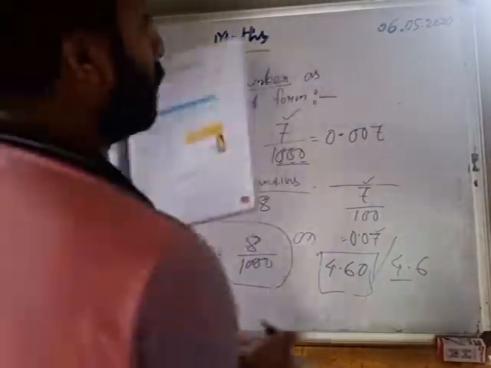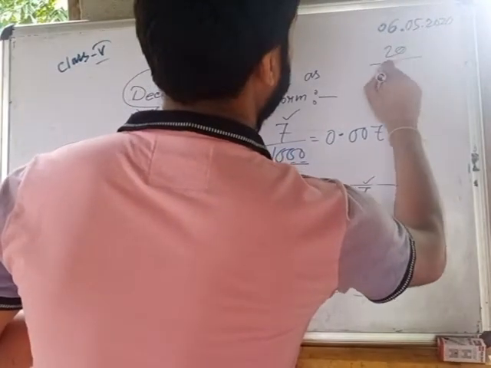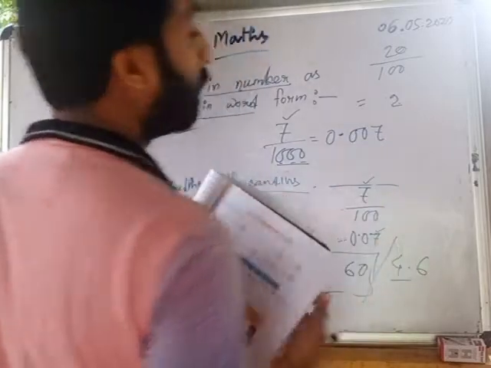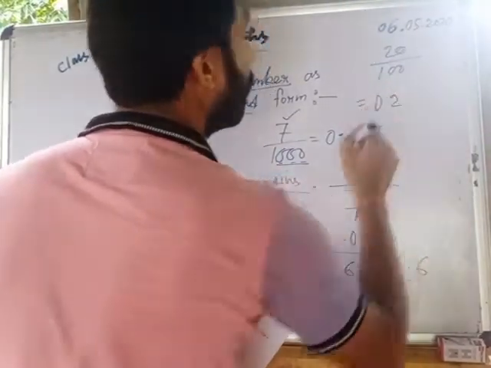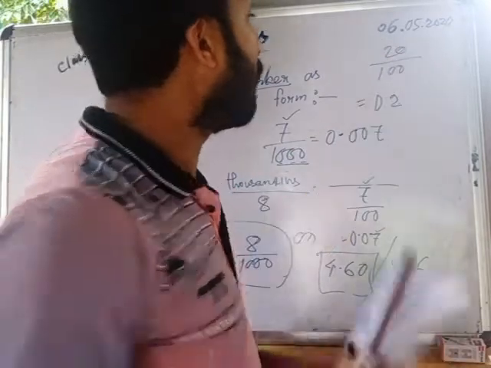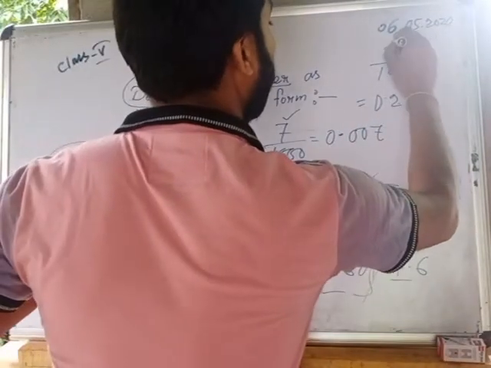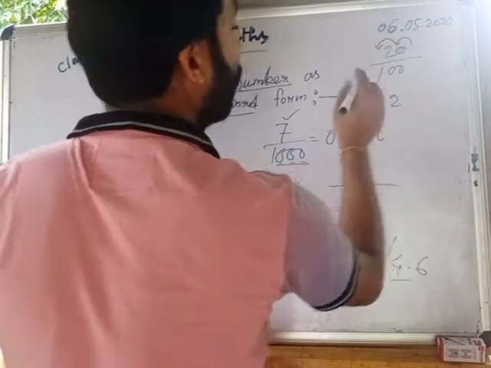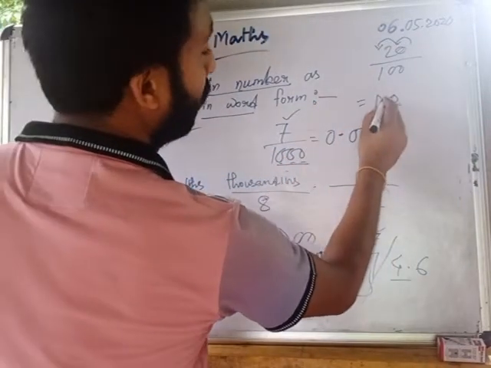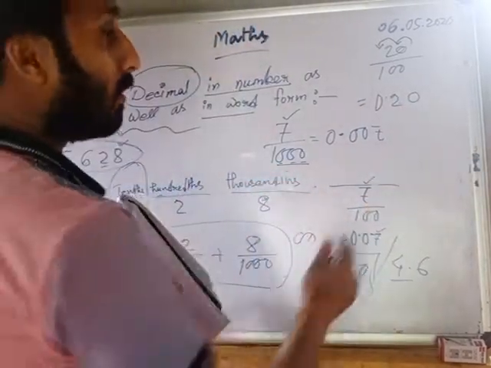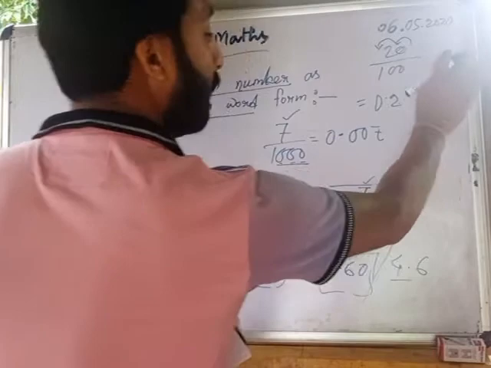If it is 20 by 100, that means the point goes back 2 digits. And here 0.2 because the point is there. The point goes back 2 digits, 1 and 2. That means the point comes here. So we should write the point here. If after the point it is 0, we can write it or not, as you like.